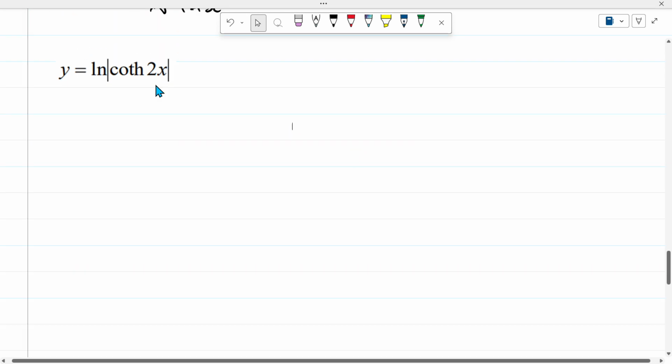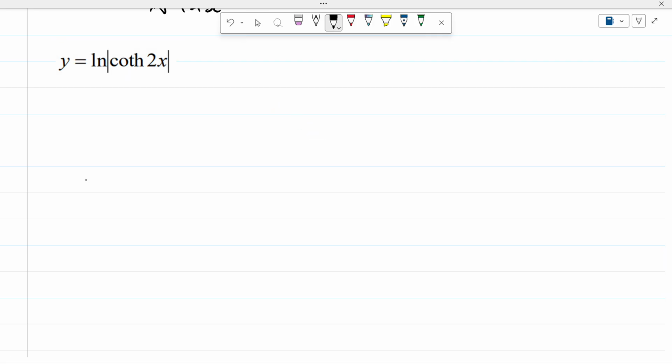All right, we have the following one here, which is y equals the natural log of hyperbolic cosech of 2x. So this should be easy as well. Feel free to pause the video so that you can work on this problem and then resume later to check the memo. Of course, that's a very good way of learning. And then this is going to be what?